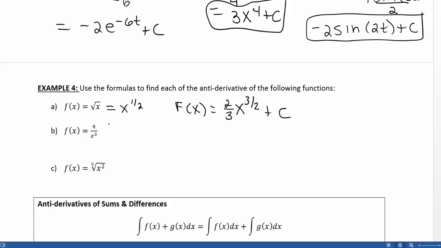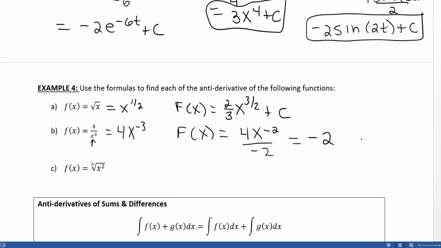For the next one, again, we need to do some rewriting. We can't take the antiderivative with the function in the denominator, so we need to bring it up. We have 4x to the negative 3. So if we want to take the antiderivative of that, we're going to add 1 to the power. So we have 4x to the negative 2. So remember, negative 3 plus 1 is negative 2, divided by negative 2. And we're going to simplify this a little bit. So 4 over negative 2 is negative 2.